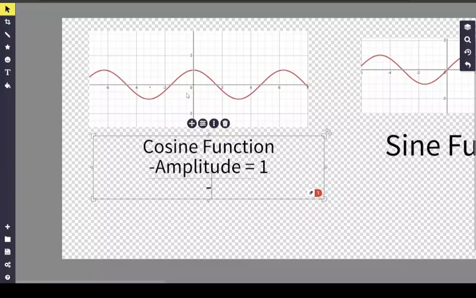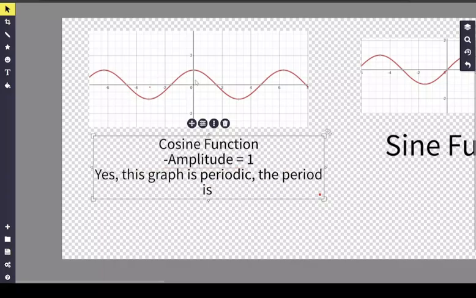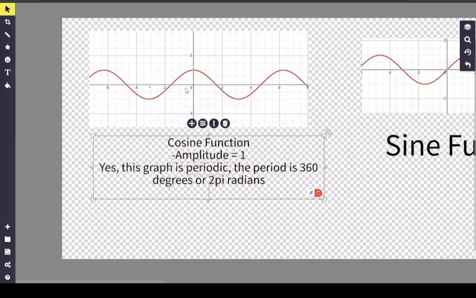So they're asking if this graph is periodic. So yes, this graph is periodic. The period is, we're going to see the period. So in our case, the period is, I believe, okay, so you can't tell exactly the period of this graph simply because it's on decimals. But usually, the period is 360 degrees, otherwise known as 2 pi radians. Now let's check something else.